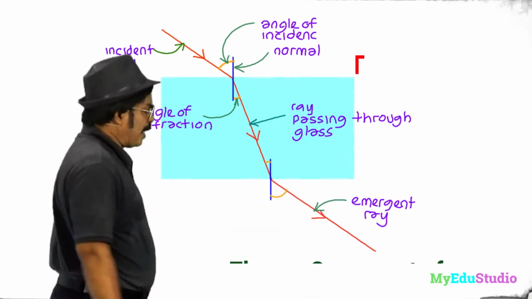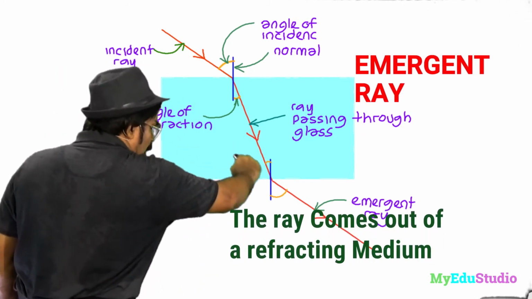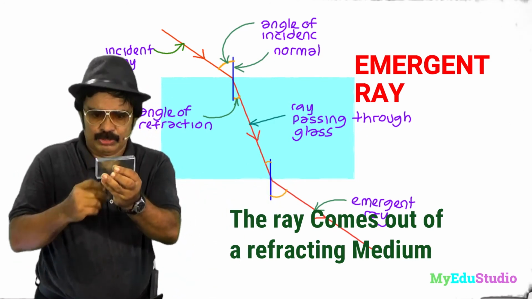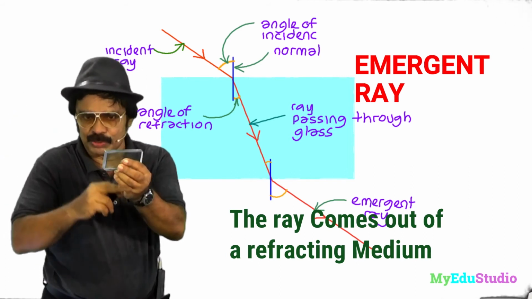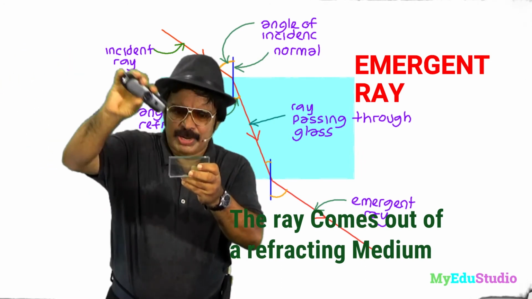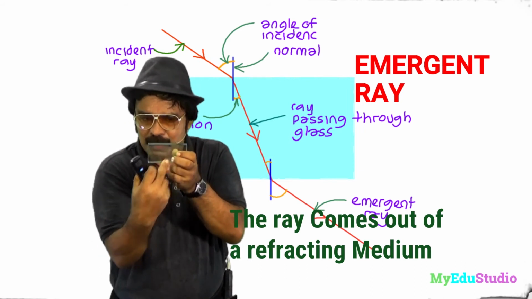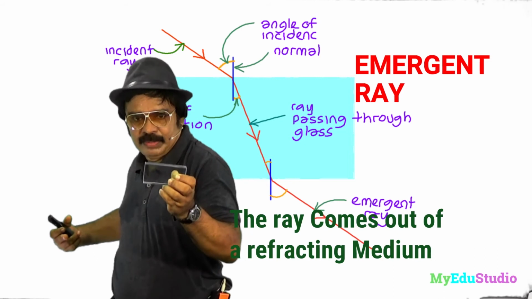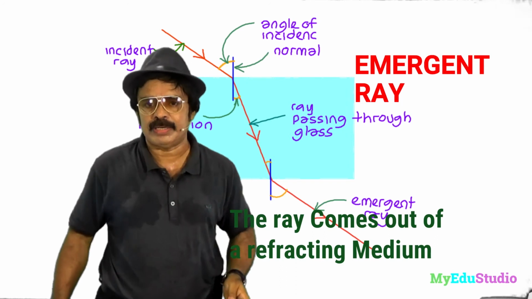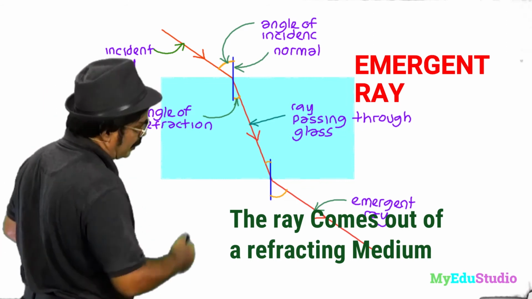Emergent ray, what is emergent ray? Emergent ray is the ray that comes out of a refracting medium. This is a refracting medium. So a ray goes into and comes out of the refracting medium. So just think about this. The ray goes into this refracting medium, but it is not the emergent ray. The ray should come out of the transparent medium, that is the optical medium, and then we call it emergent ray. So therefore, emergent ray is the ray that comes out of the refracting medium.